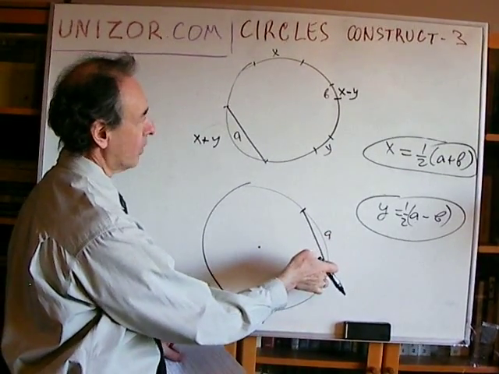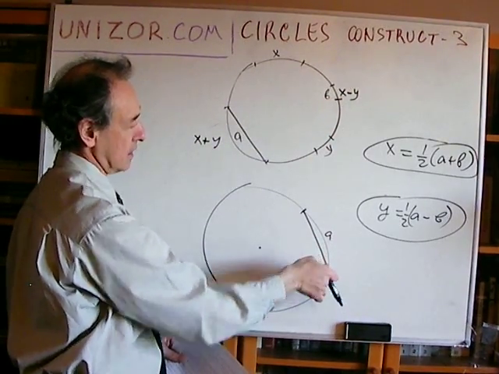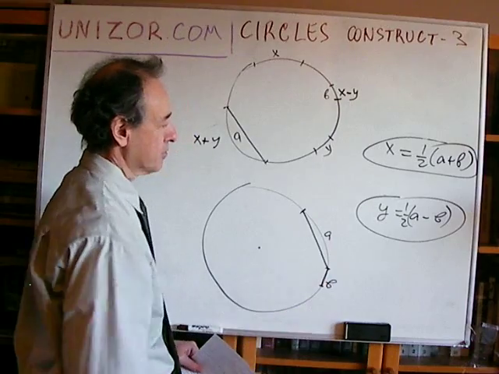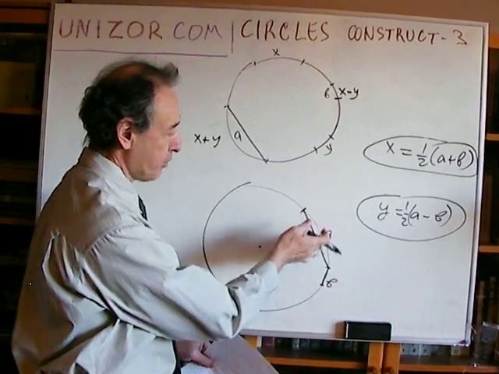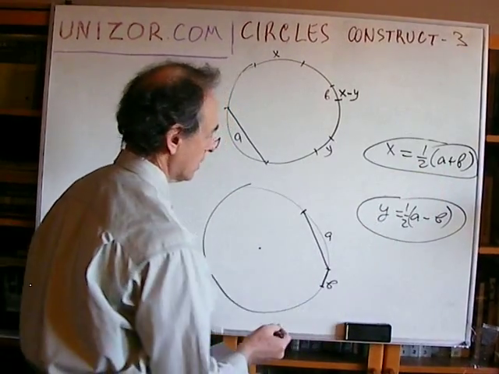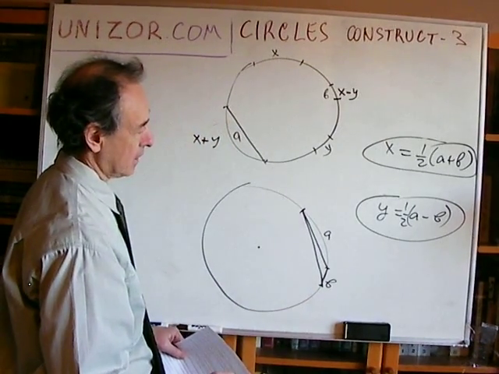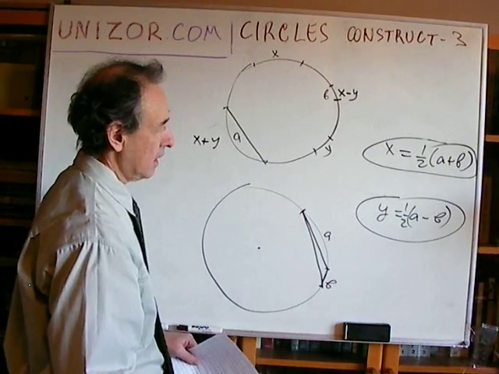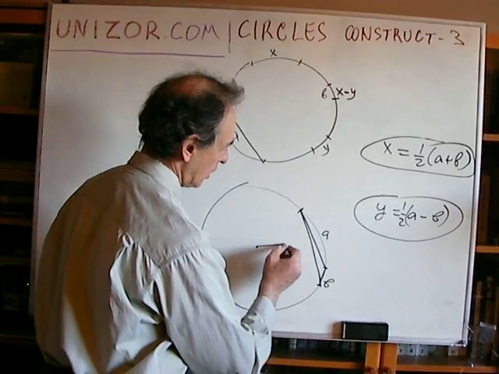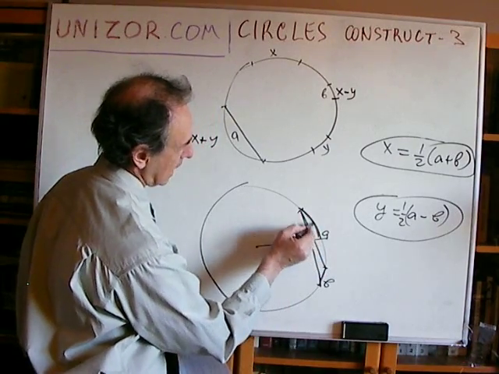Now, from this point, I take this distance in the compass and put it here. This is an arc B. Whenever I put them one after another, I stack them together, they represent A plus B. So this chord corresponds to arc A plus B. All I need right now is to divide it in half, and we know how to do it. We just draw a perpendicular, and this is the half which we need.